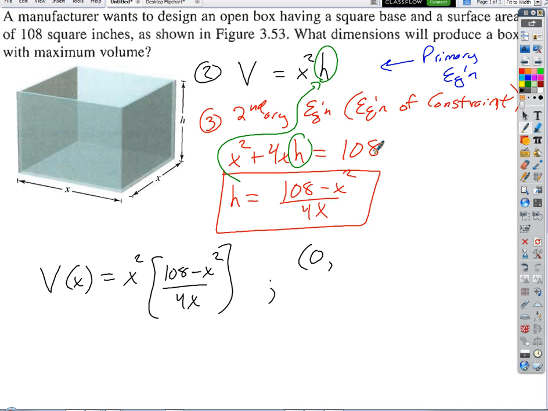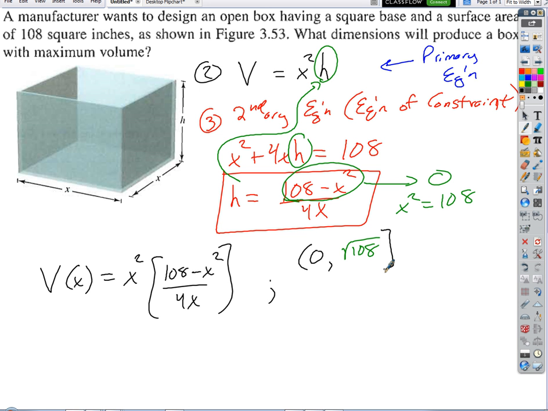In order for h to go to 0, that means that the numerator would have to go to 0, right? So there is an upper limit for h, or for x, right? The upper limit for x would be when x squared equals 108, and so x equals the square root of 108, right? And that seems to be a hard limit, right?